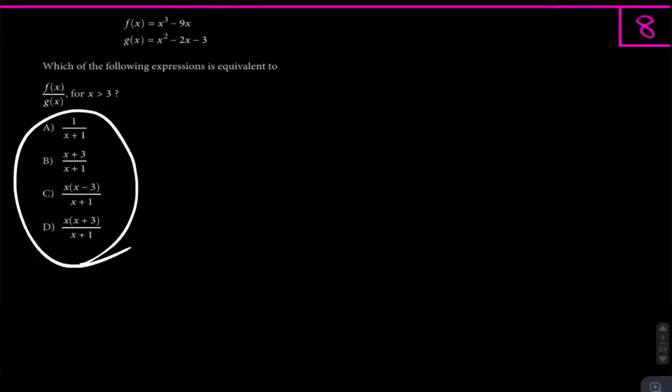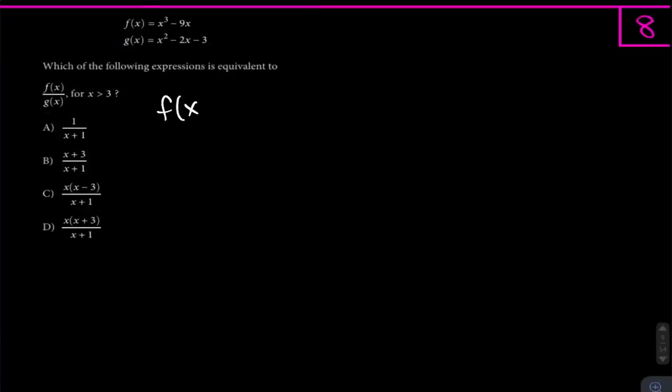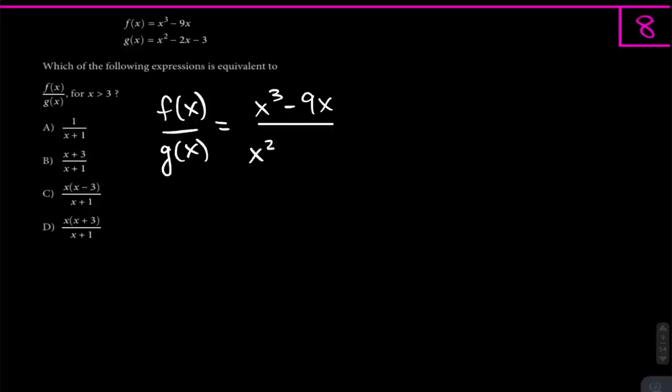So we're given all these expressions that are f of x over g of x, and we're trying to match them up. So let's just do it. Let's put f of x over g of x and see what we get. We get x cubed minus 9x all over x squared minus 2x minus 3. To really simplify here, what are we thinking? Probably factoring, right? That would be the smart thing to do.